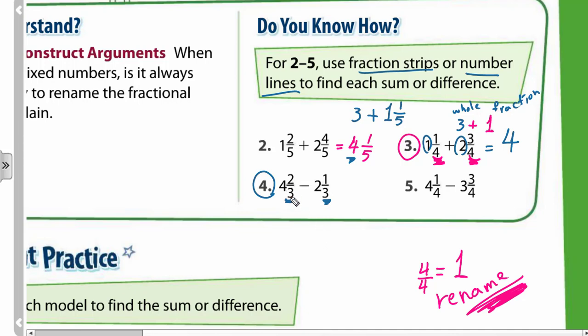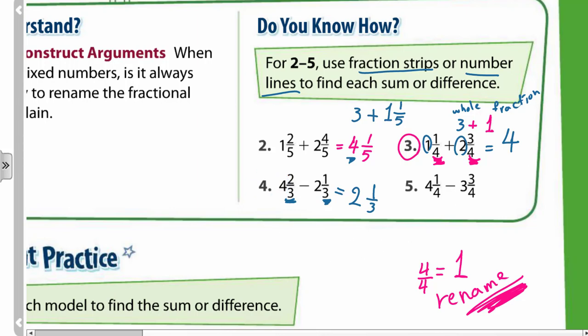Okay, go ahead. 2/3 minus 1/3 is 1/3. Great. So I will write the 1/3 here, and I will wait to see what the whole is that I will get. 4 minus 2 equals 2. That's very easy. Yes. Thank you, my hero.